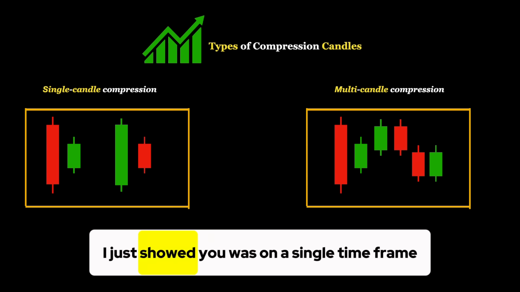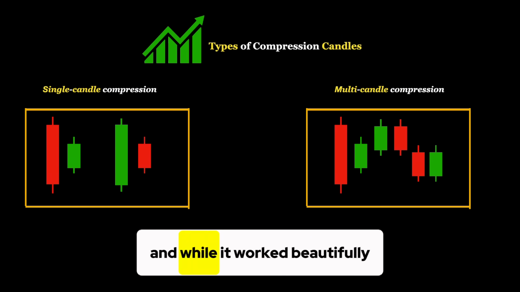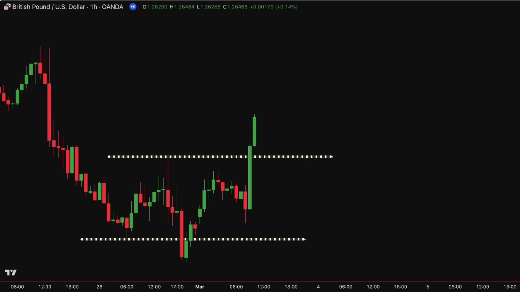Now, the example I just showed you was on a single time frame, and while it worked beautifully, that's not the complete picture. Now, let me show you a real chart example where we apply the exact rules we just talked about. This is the British pound, US dollar on the 1-hour chart.